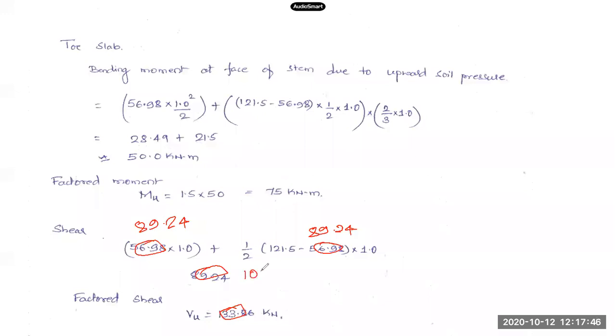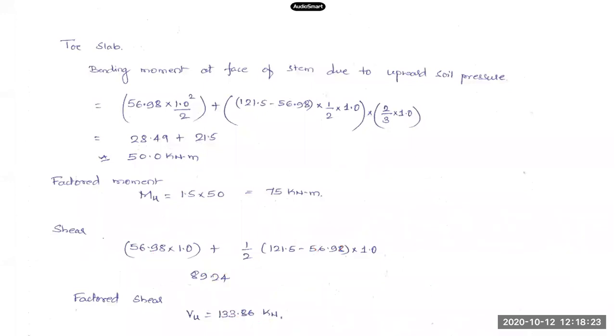105.37 kilonewtons. If I factor this with the 1.5 factor of safety, that will be 158.05 kilonewtons. So we have the factored bending moment and shear force now. Keep those values we have calculated and proceed for the next calculation.